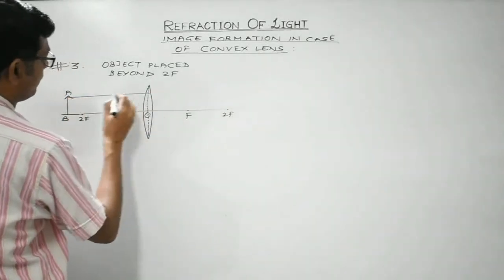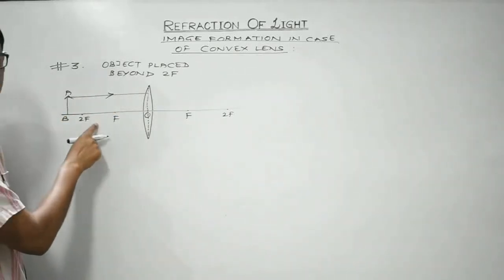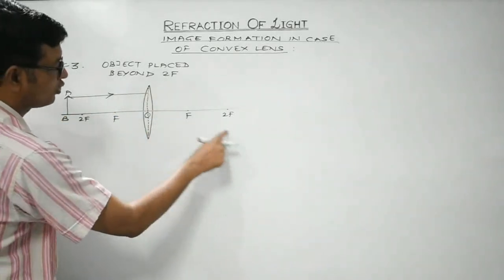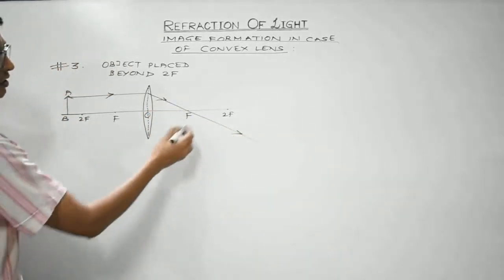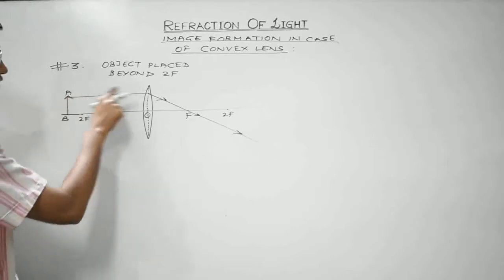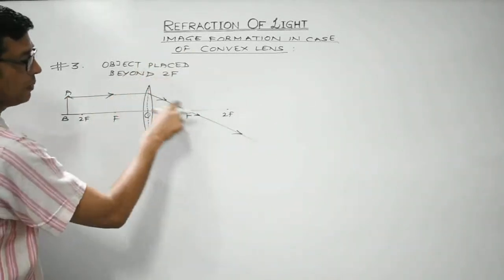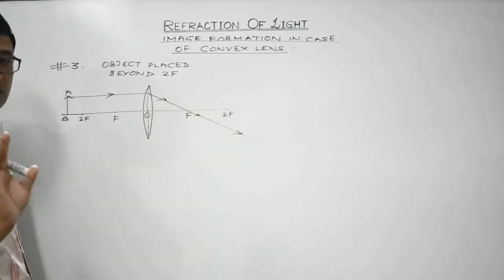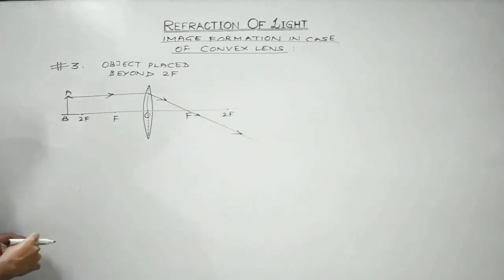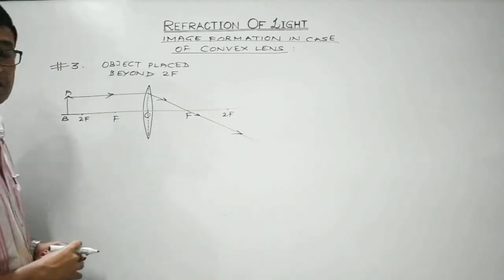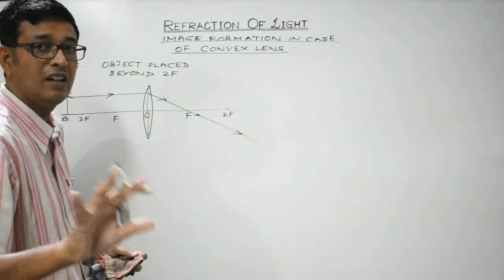First rule is, incident ray, which is parallel to the principal axis, after refraction, it will pass through the focus. Is it clear, students? Incident ray parallel to the principal axis after refraction in the case of convex lens will pass through the focus. This is rule 1. Let's make use of rule 3. Rule 3 was a ray passing the optical center of the lens will remain undeviated.